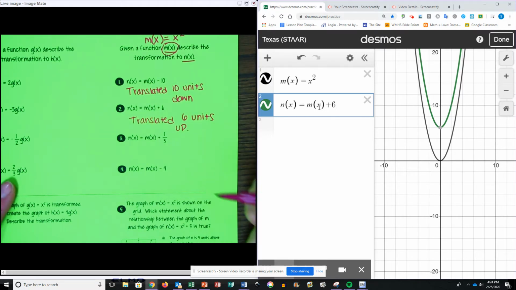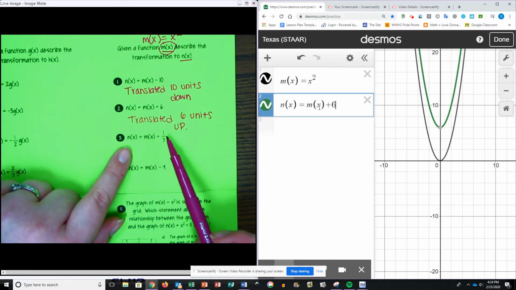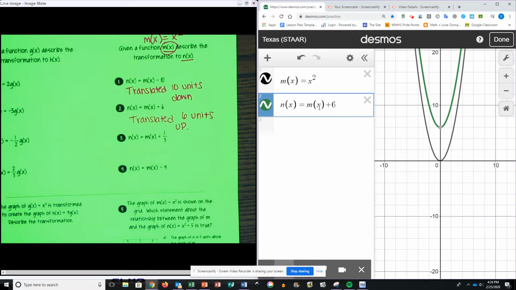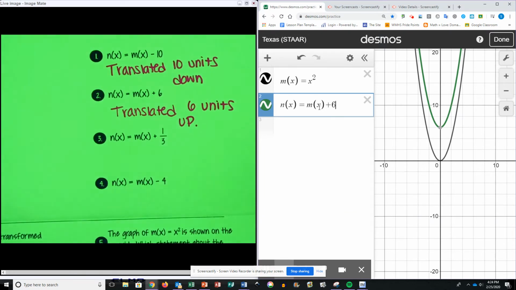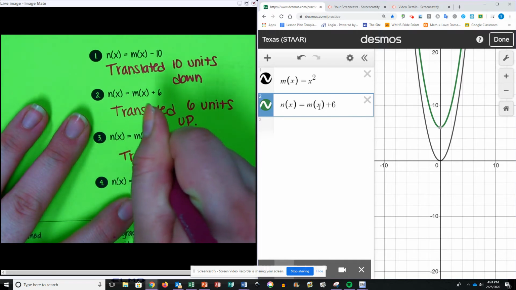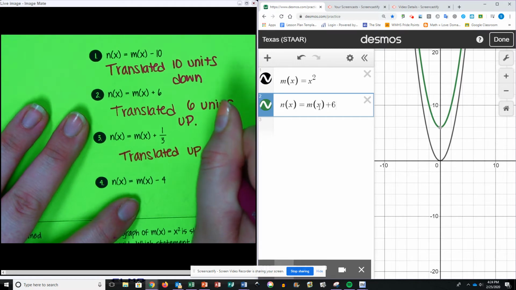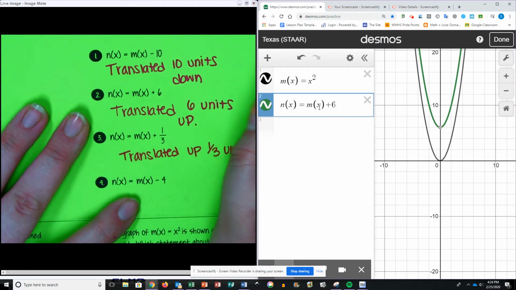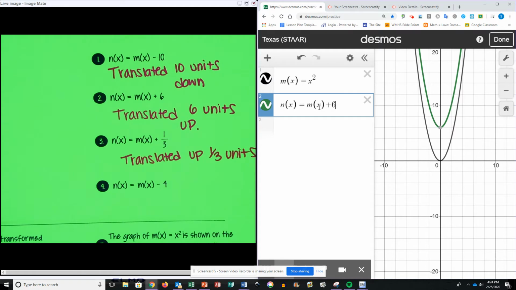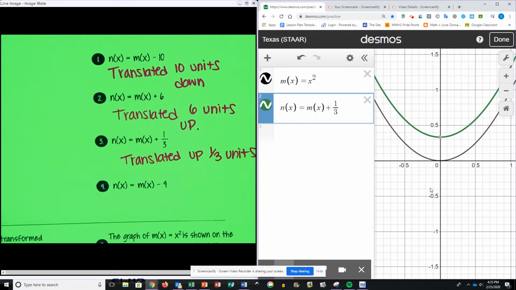So let's do number 3 without trying to type it into Desmos. N of x equals m of x plus 1/3. Okay, it doesn't really matter that this is a fraction. I'm still adding. So because I'm adding, I know that this is going to translate up 1/3 units. Okay, and we could check that by typing 1/3 into Desmos, and it moves up ever so slightly. So like I could zoom in a ton and I can see that it does go up.